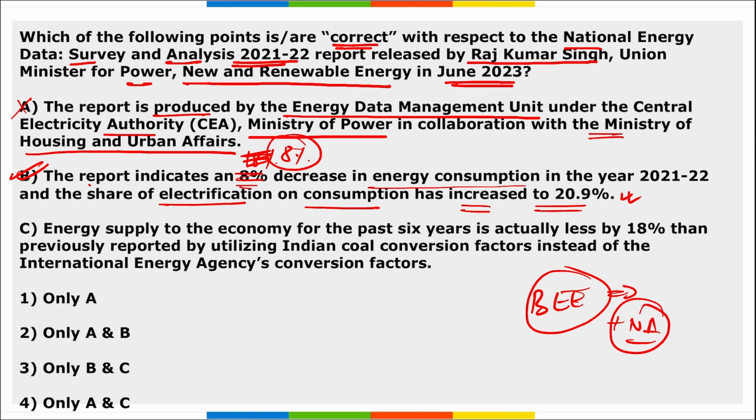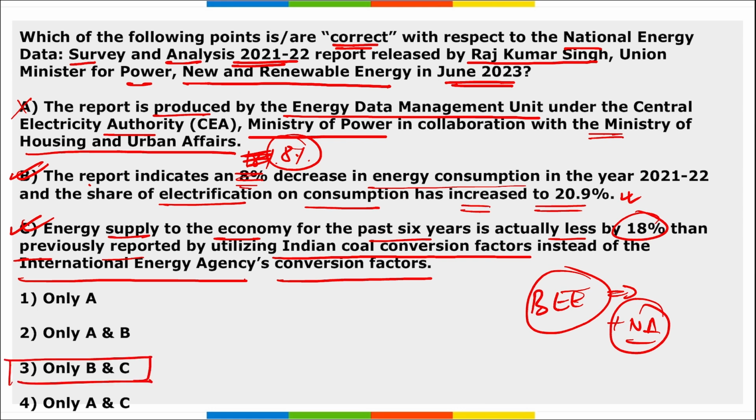Now option C is, energy supply to the economy for the past 6 years is actually less by 18% than previously reported by utilizing India coal conversion factors instead of International Energy Agency's conversion factor. So is option C correct? Yes, option C is also correct. So the right options here are only B and C.